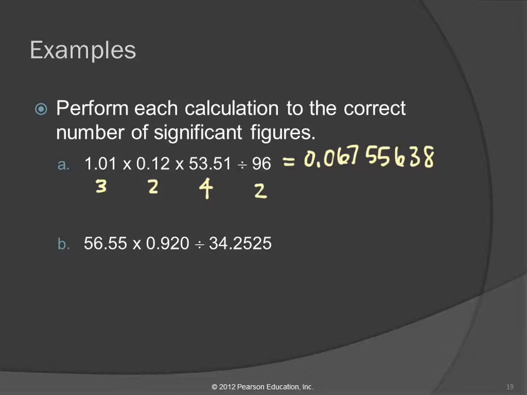Initially, you should probably go through and write all these down, like I'm doing. In the future, you'll just be able to go back and look, oh, the smallest one is 2. I'm going to round it off to 2. These zeros are leading zeros. Those aren't counted. So we're going to keep the 6 and the 7. We're going to keep 2 digits. And then we look at the next one, 5 or greater. We need to round up. So 0.068. That's our answer.